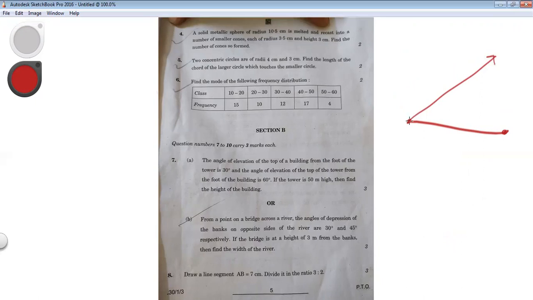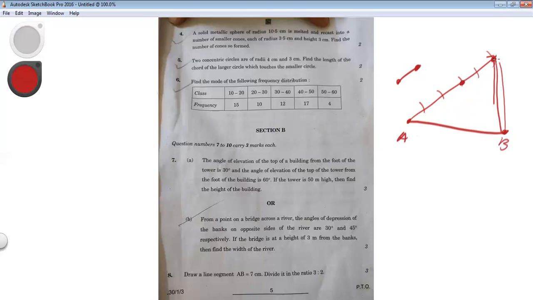Now you take this line and take any amount on your compass and equally divide it into 5 parts. 1, 2, 3, 4, 5. After making 5, you need 3:2, right? So at the last mark, the 5th mark, you join it to the B point. This is AB, right?